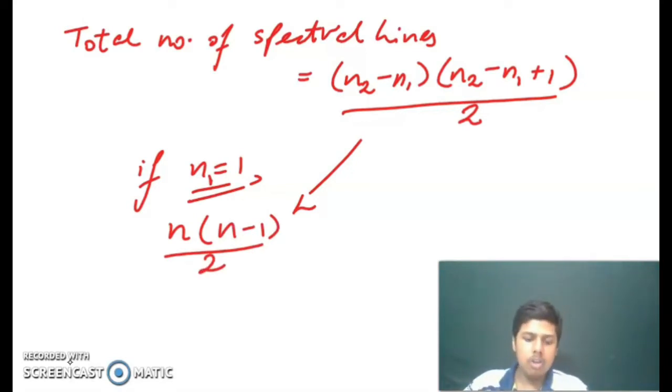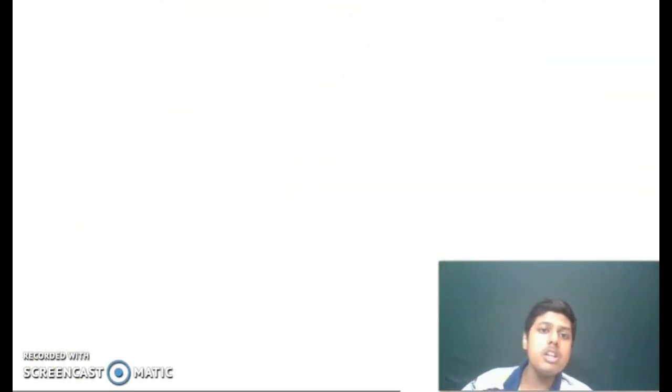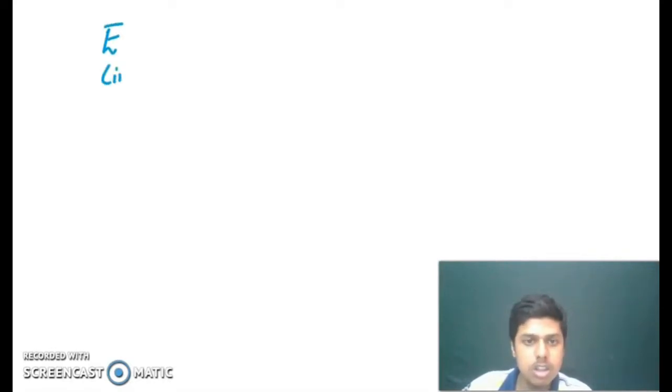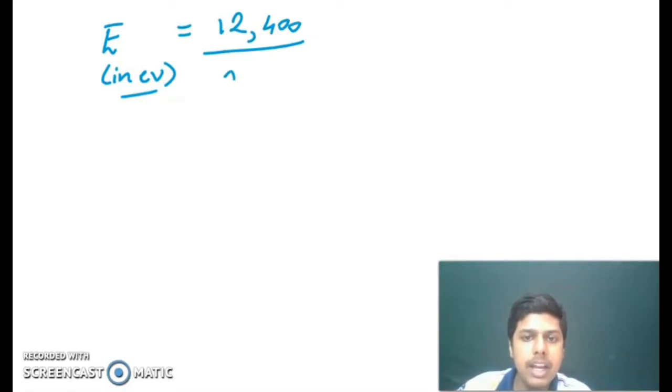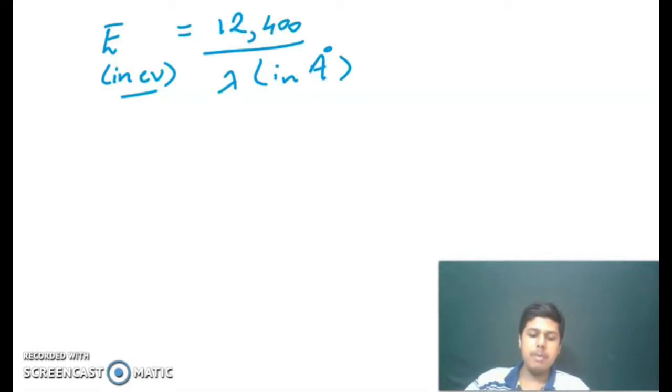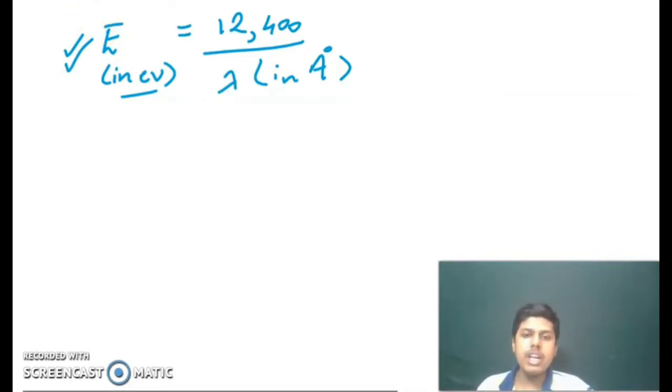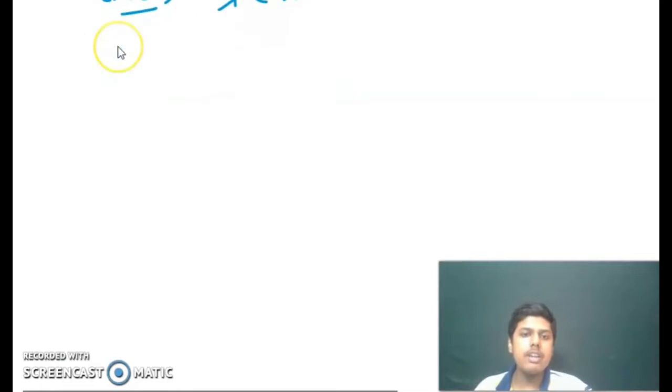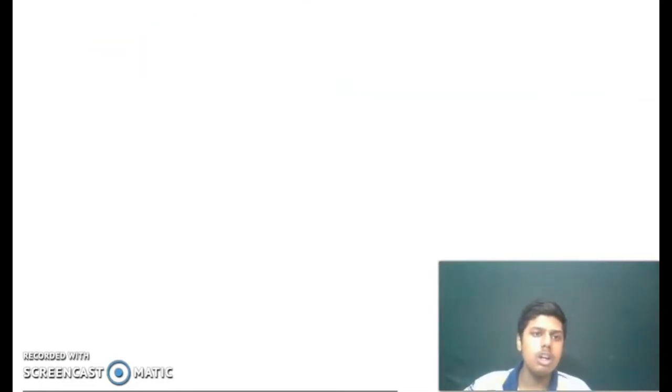Now, after this, we also have the formula of energy. Energy in electron volts can be written as 12,400 divided by lambda in angstrom. This is also an important formula. If in a question energy is given in electron volt and wavelength is given in angstrom, then you can very well use this formula.